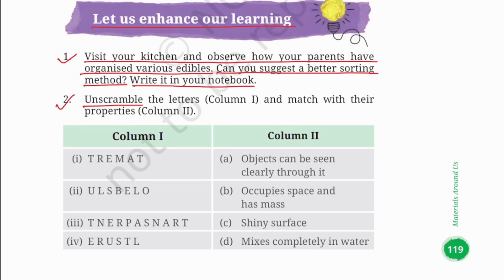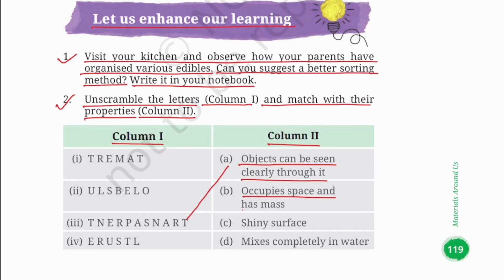2. Unscramble the letters, column 1, and match with their properties, column 2. Column 1, column 2. Objects can be seen clearly through it. That is transparent. Occupies space and has mass. That is matter. Shiny surface. That is luster. Mixes completely in water. That is soluble.